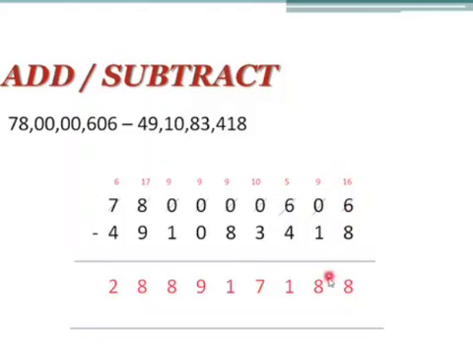9 minus 1 gives us 8. Here 5 minus 4 gives us 1. Then again here 0 is there. So 0 minus 3. Can we subtract? Many children will do 0 minus 3 gives us 3, and write 3 as an answer. So this is wrong, because 0 is a small number and 3 is a bigger number. So you cannot subtract from 0.